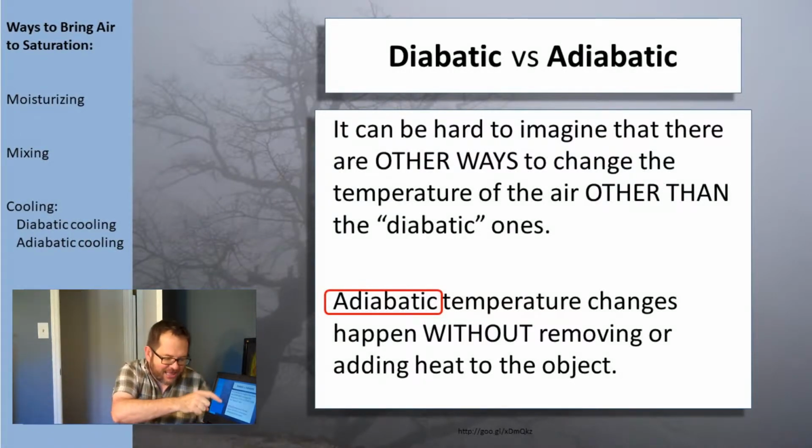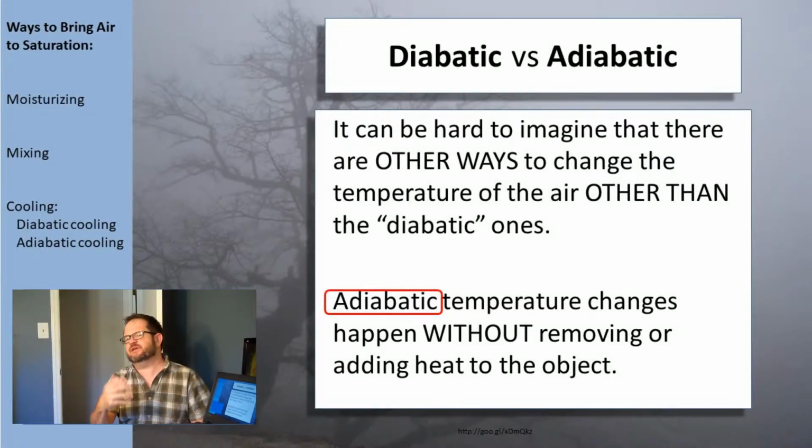Here, this letter A at the beginning is the prefix that means something like without. Okay? Adiabatic temperature changes are temperature changes that happen without adding or removing heat from the air parcel. Well, actually, any kind of object can have adiabatic temperature changes, just like it can have diabatic temperature changes. In this class, we're just talking about it in the context of air parcels.